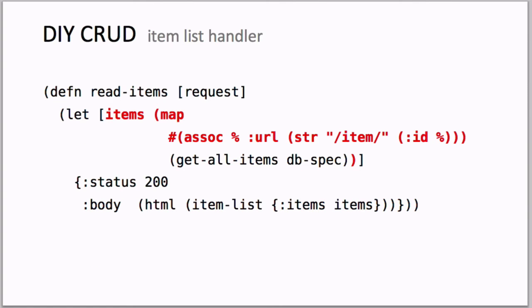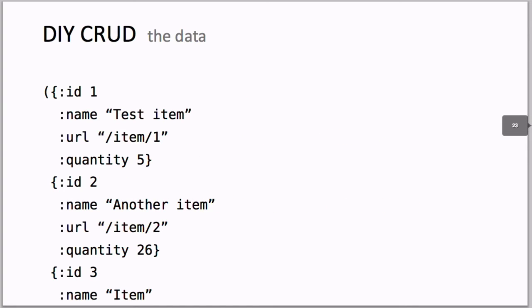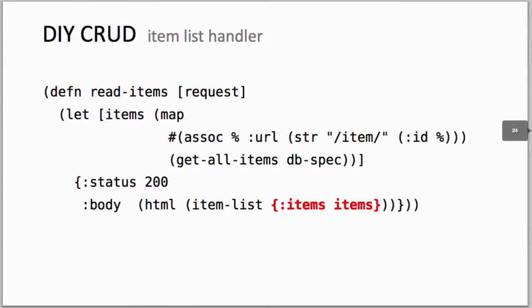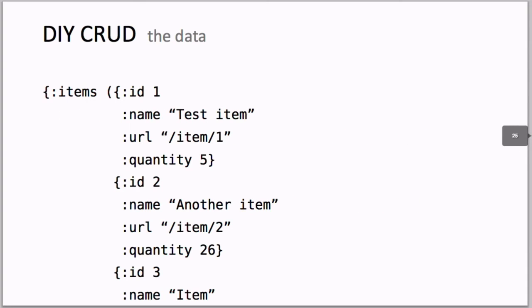Then I'm mapping over it so that I can add in a URL field. The URL field is just derived by putting the ID after item. Items now looks like that. The reason I do that is because my templates don't have logic, so I can't easily combine the string with the ID. So I just do it before passing it to my template. And then I put that into another map with an items field, so it looks like this.